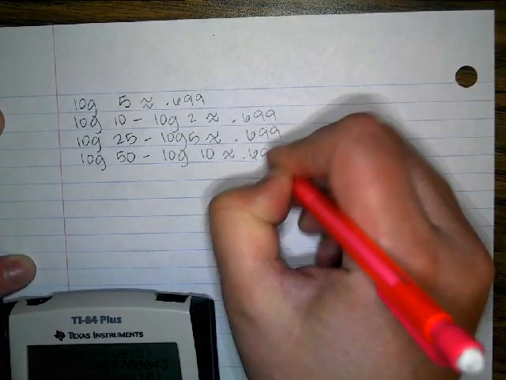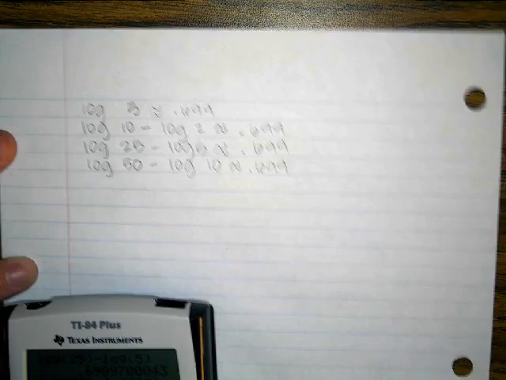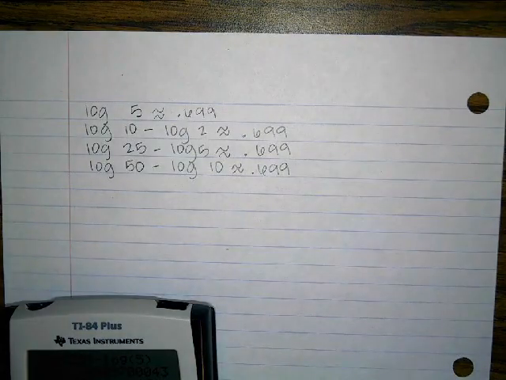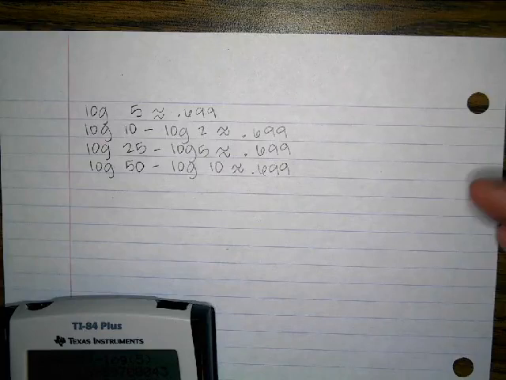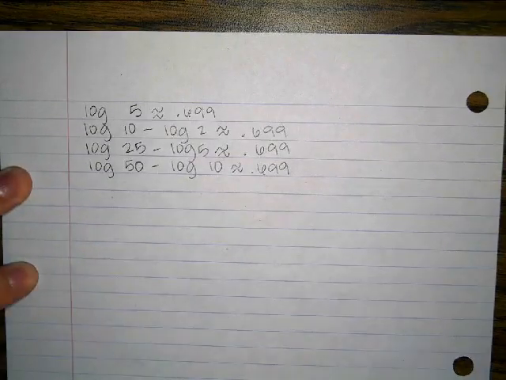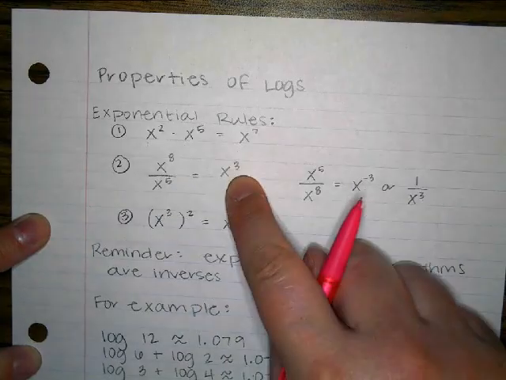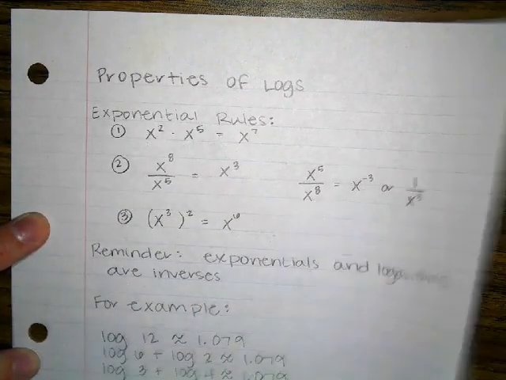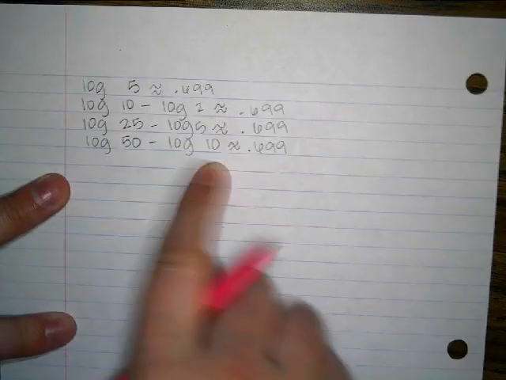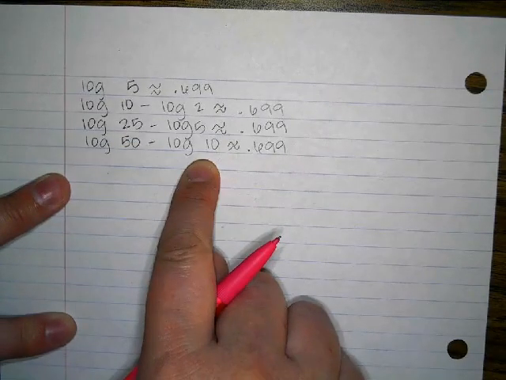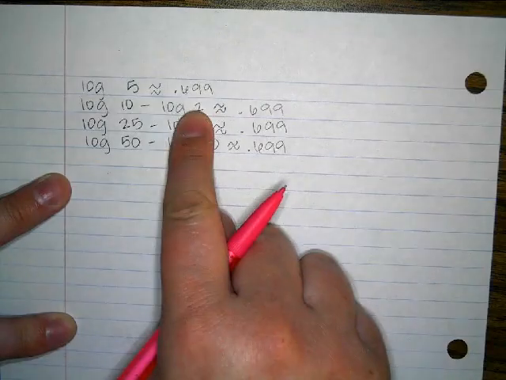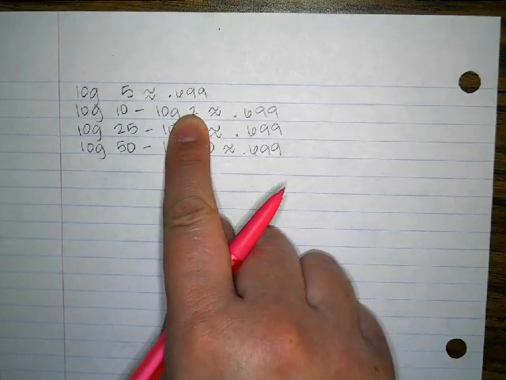Okay, so what are we seeing from this? Yeah, division and subtraction have a relationship in logs just like they did in exponents. So in exponents, if you were dividing two terms, then you would subtract the exponents. Here, if you are subtracting logs, that means that you are actually dividing the numbers. So kind of the backwards version. If you're subtracting logs, that means that you're actually dividing the numbers.